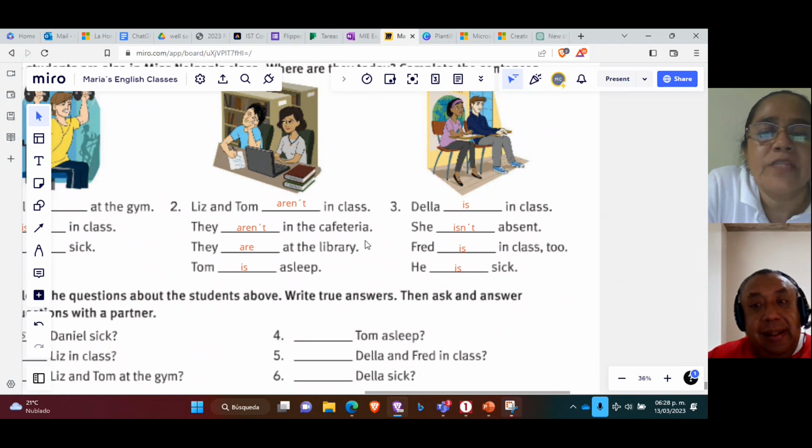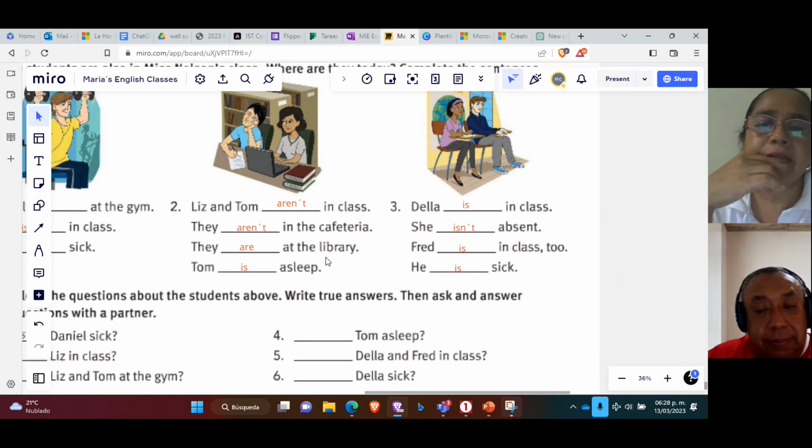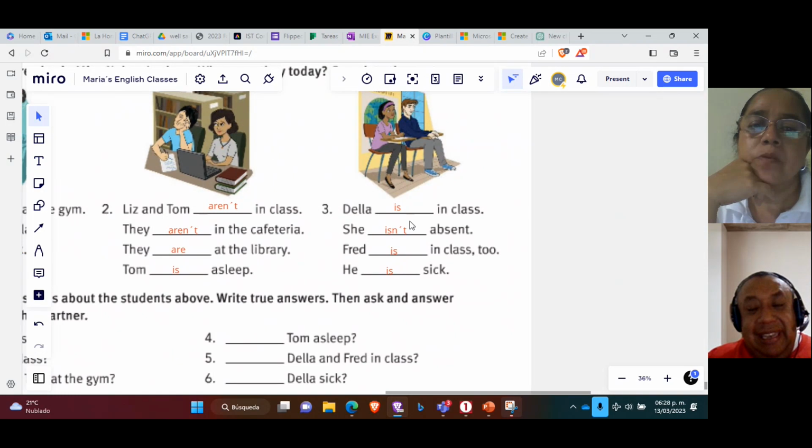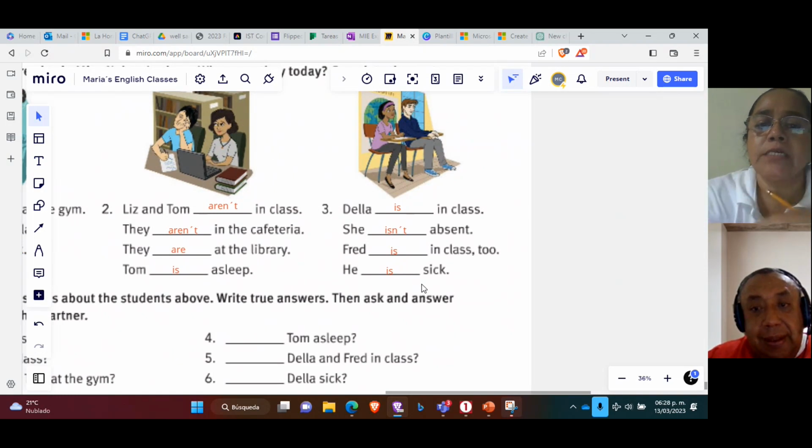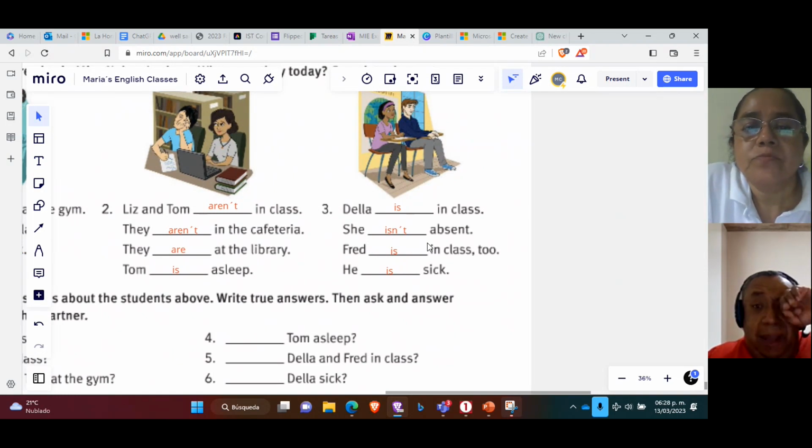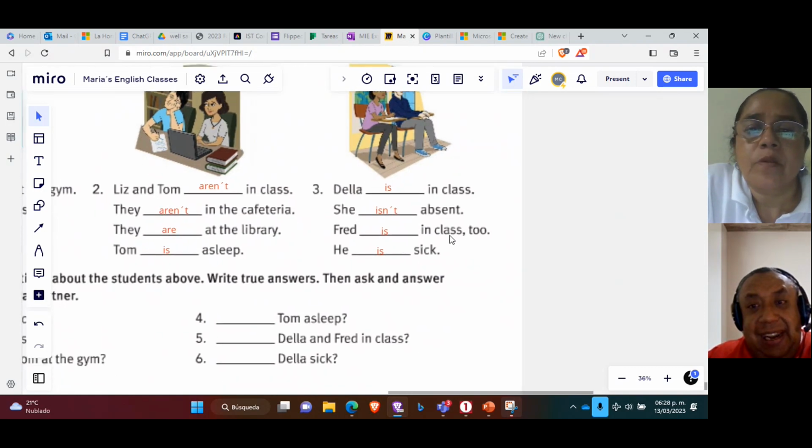Cafeteria. Okay. They are at the library. They are at the library. Tom is asleep. Tom is asleep. Della is in class. Della is in class. She isn't absent. She isn't absent. Fred is in class too. Fred is in class too. He is sick. He is sick.